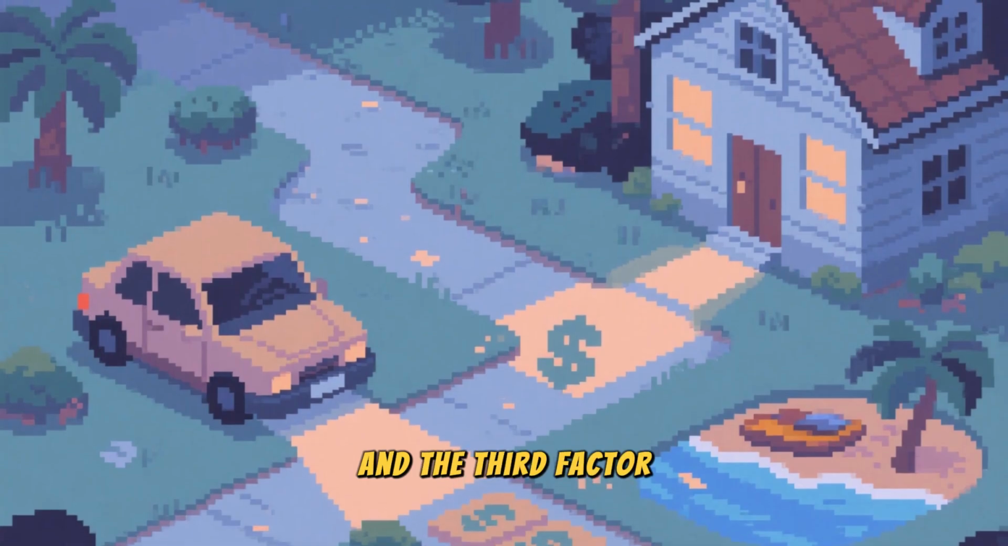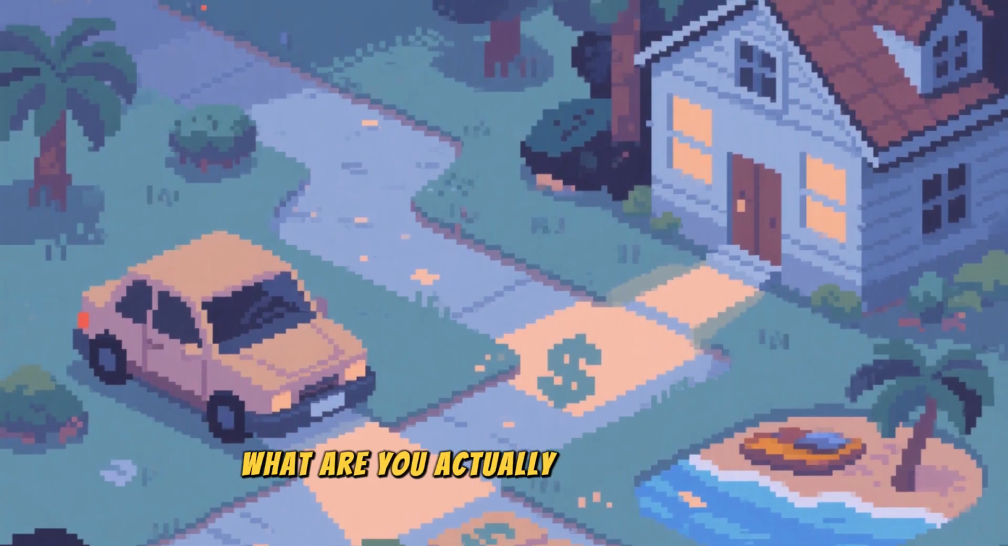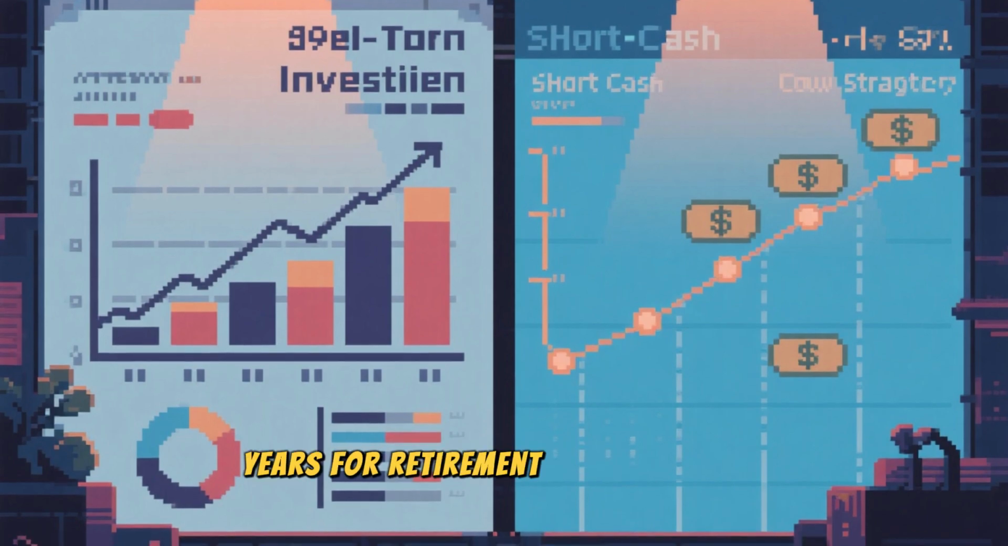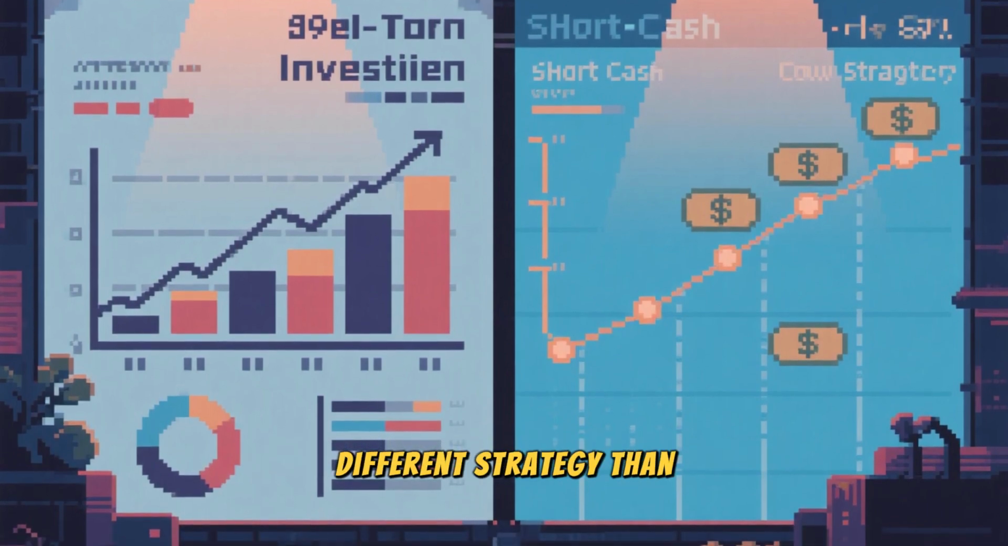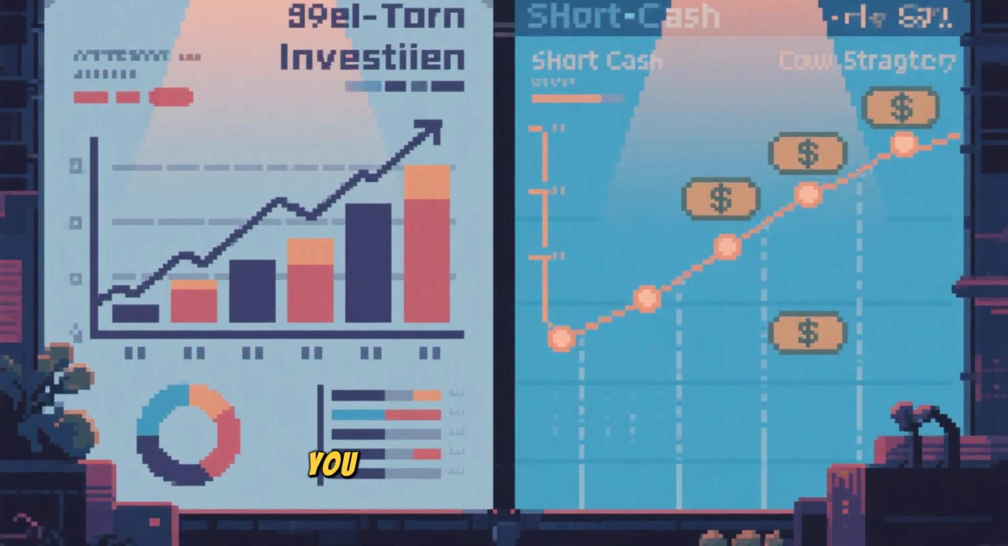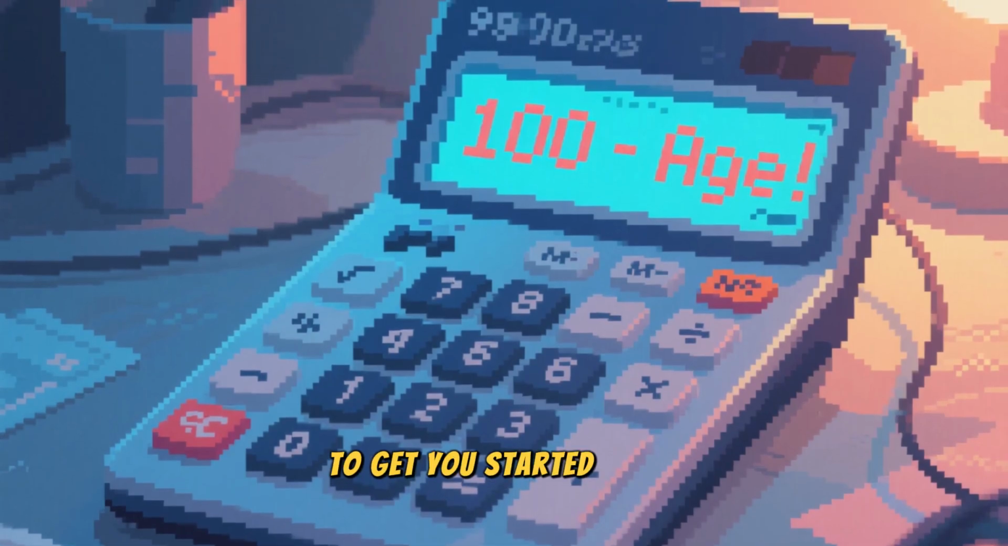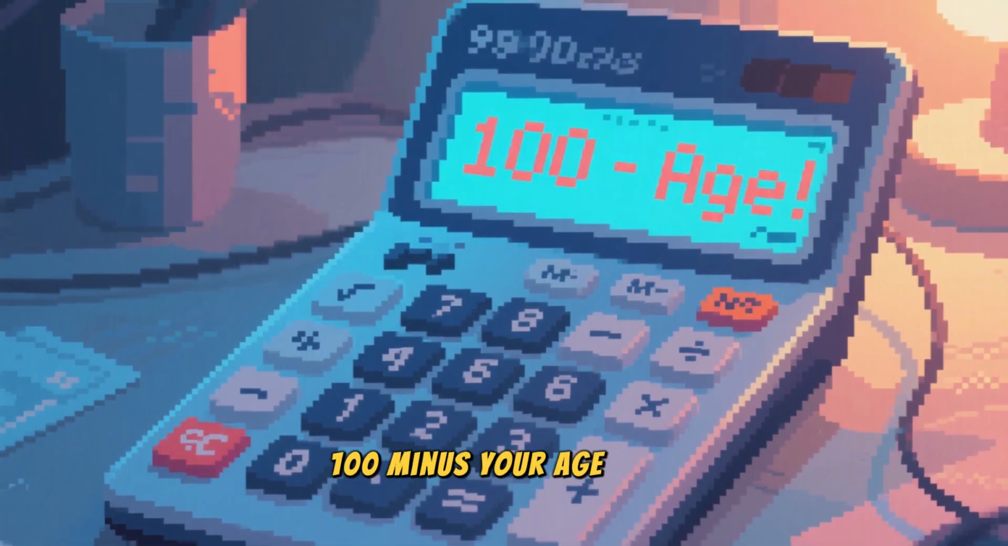And the third factor is your financial goals. What are you actually investing for? Building wealth over 40 years for retirement requires a very different strategy than generating income right now because you plan to retire next year. A simple rule of thumb to get you started is the 100 minus your age rule.